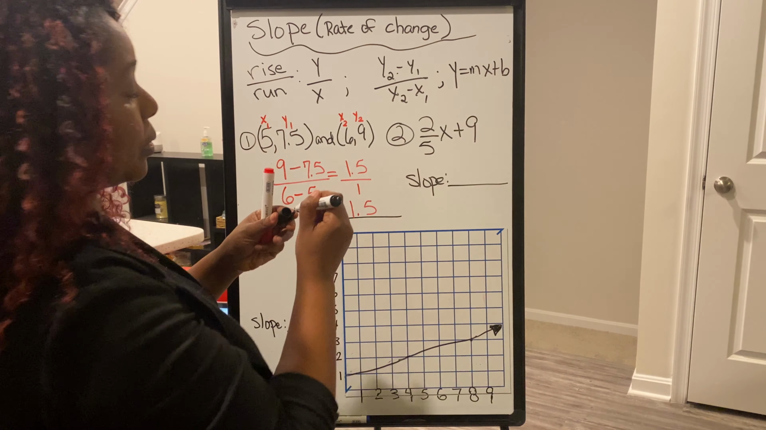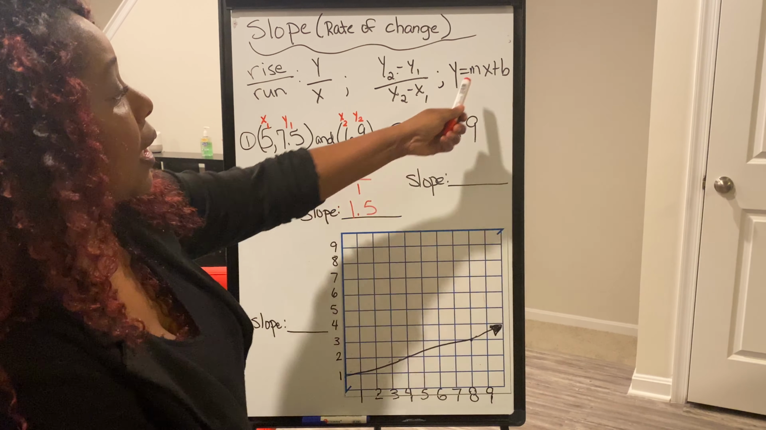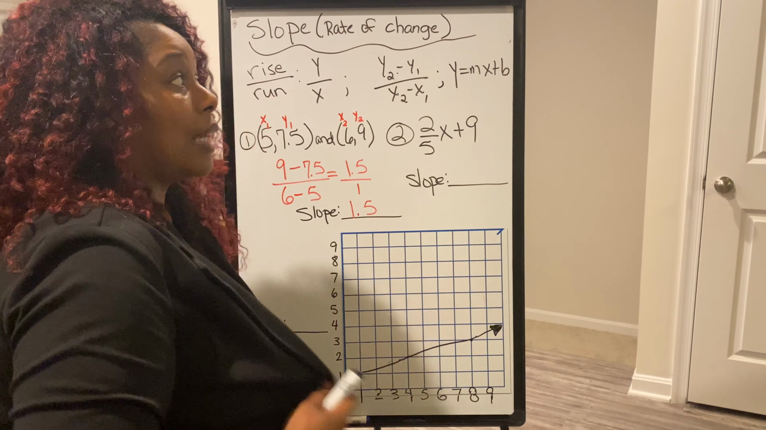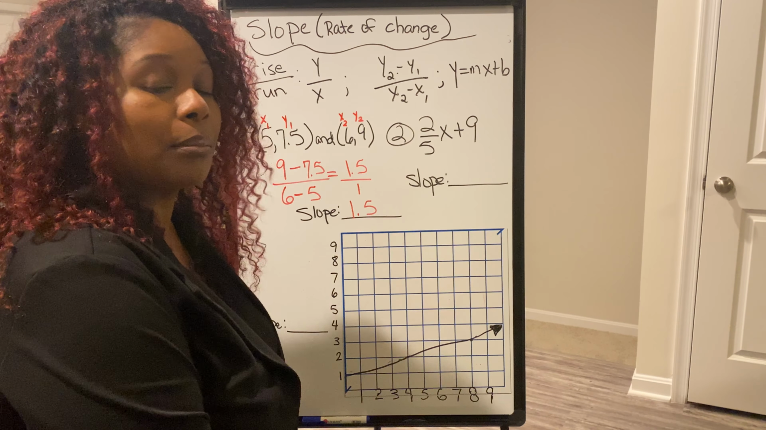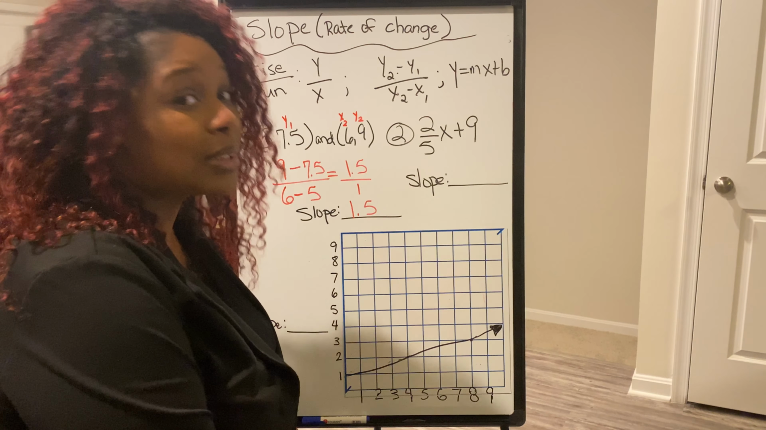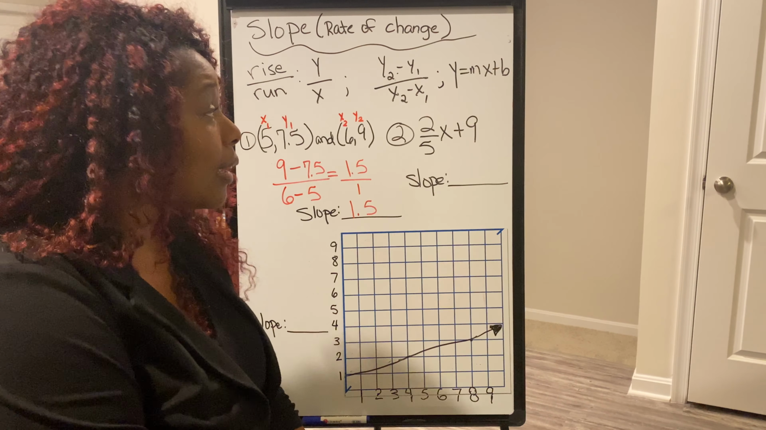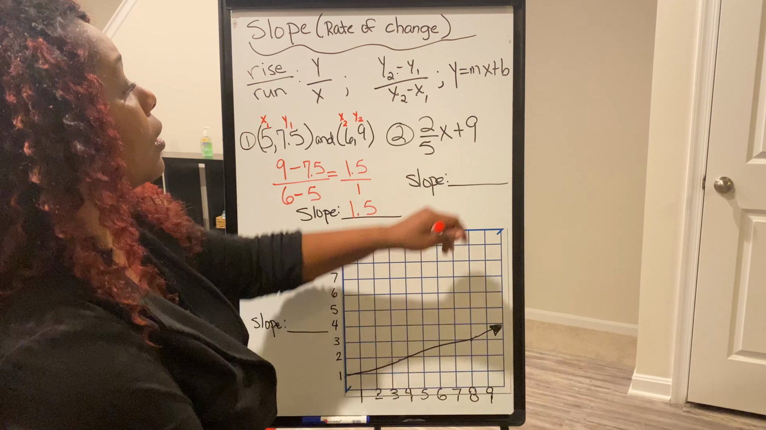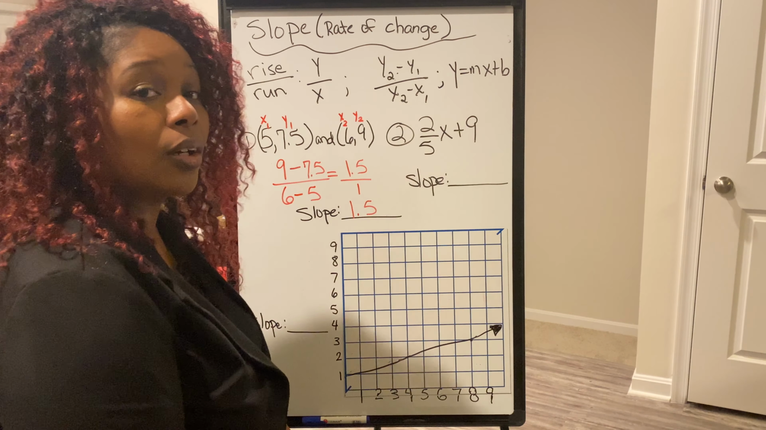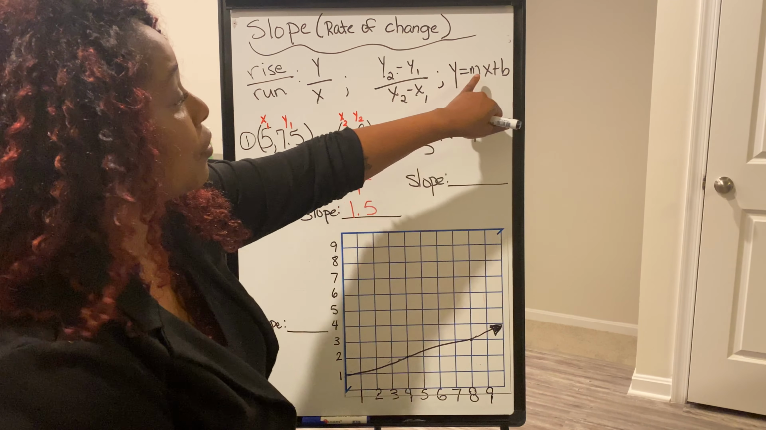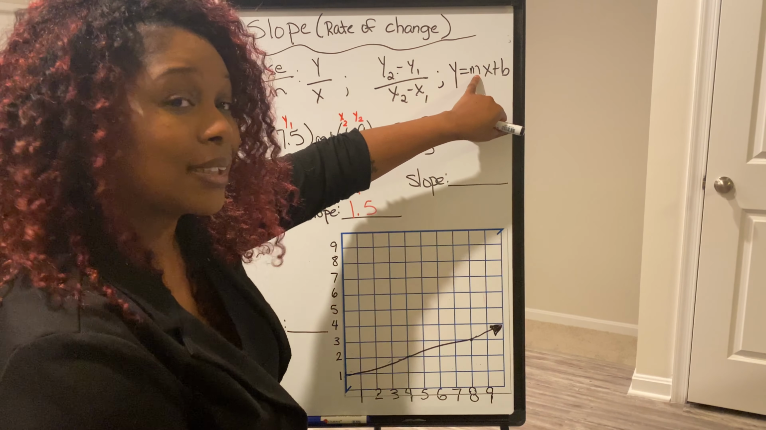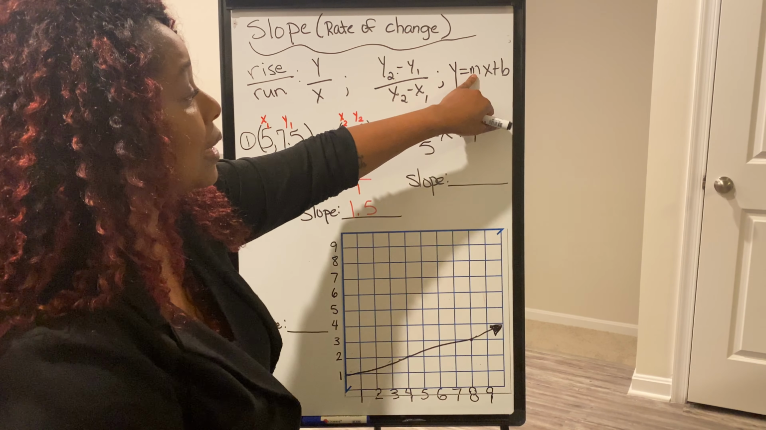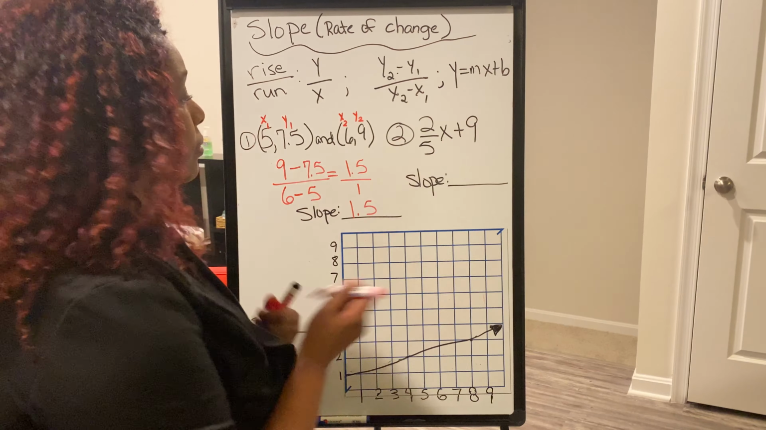Okay, remember that? y equals mx plus b. But what did I say m stands for? What is the m? We've said it many, many times. The m is our rate of change, our slope. So when I have an equation, all I'm doing is looking for what is in place of my m.